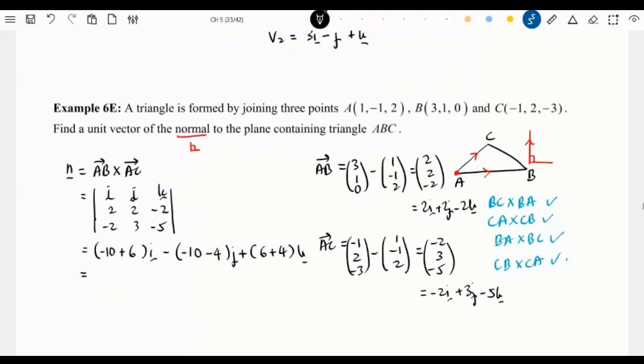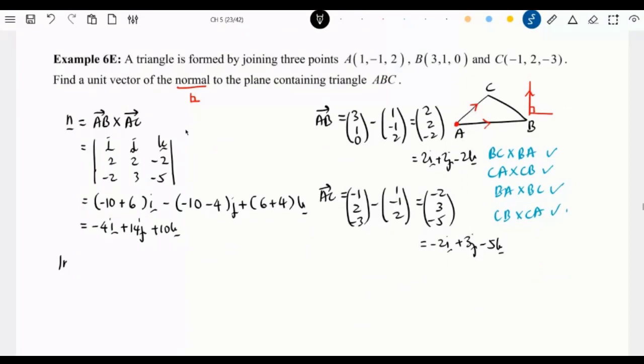Okay wait, I made a mistake here. C is negative 1, 2, negative 3 minus 1, negative 1, 2, so okay, 6. Alright, so we have negative 4 here, and then positive 14j, and then plus 10k. That is only the normal. We need to find the unit vector, so you have to find the magnitude: square root of negative 4 squared, 14 squared, 10 squared. Okay, so what do we get?